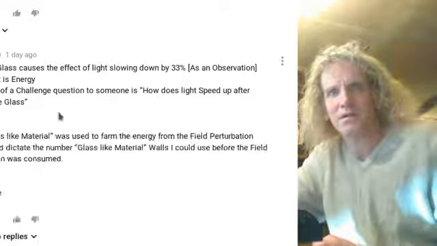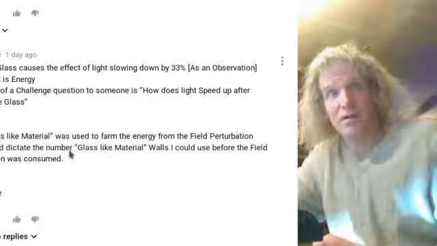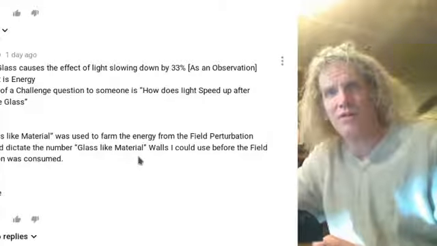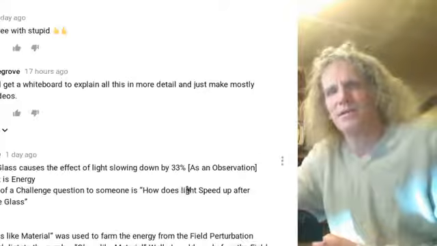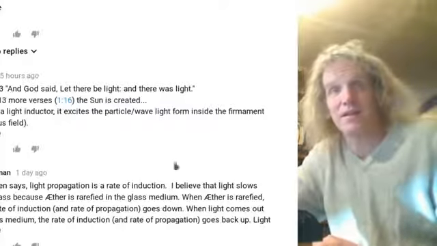Let's read more. I asked this: if my glass-like material was used to farm the energy from the field perturbation, what would dictate the number of glass-like material walls I could use before the field perturbation was consumed? You can't consume it, you can only convert it. Sorry, that's all you can do.